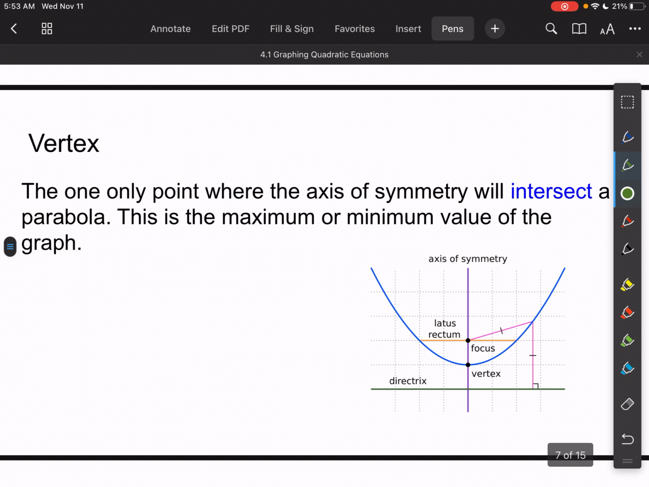The vertex is the only point where the axis of symmetry will intersect a parabola. So the axis of symmetry always goes through the vertex. This line here always touches the vertex. The vertex is the smallest point or the biggest point, so obviously that peak is going to be where the axis of symmetry is if it's the same on both sides, right? So that is the vertex.